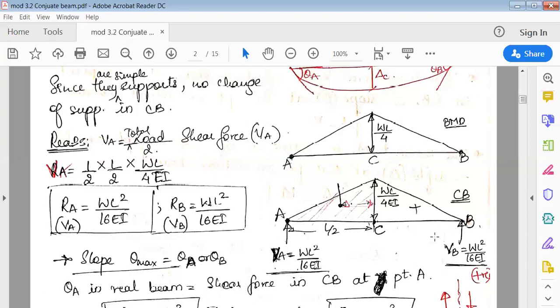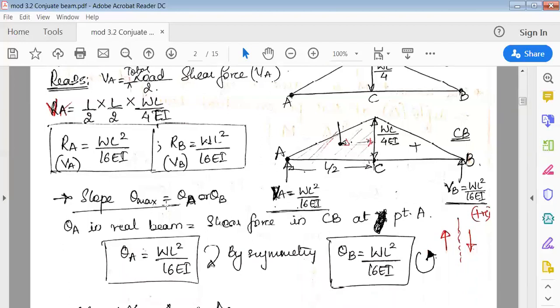Okay. So now RA is nothing but VA, and when you solve this, again, it is the area of the triangle load. See here, upward load and downward load, both should be equal. Okay. So it is half into base into height. So half into base L by 2, height WL by 4. It is WL square by 16 EI. Similarly, RB also would be the same because it is symmetrical. So VA and VB we have got.